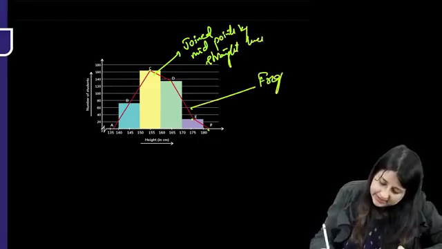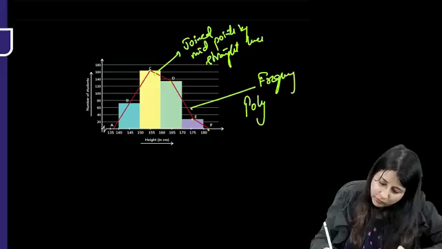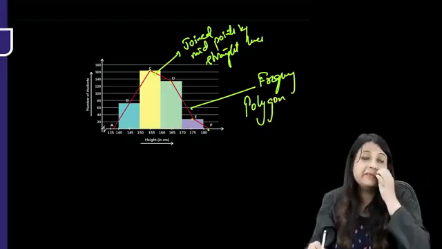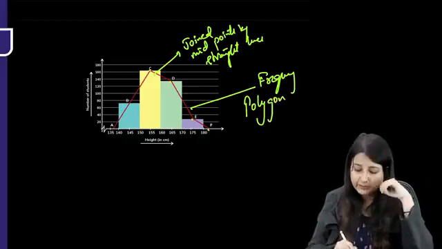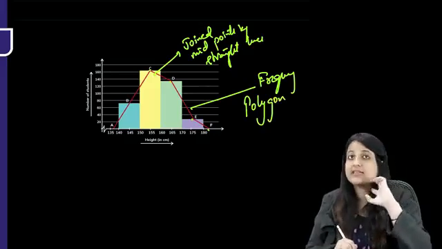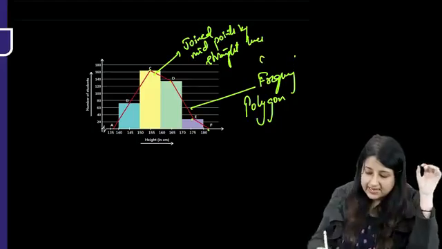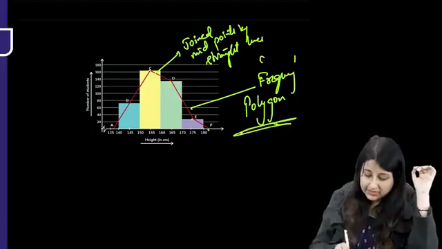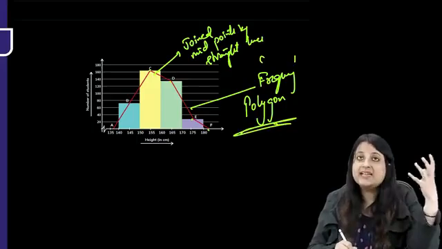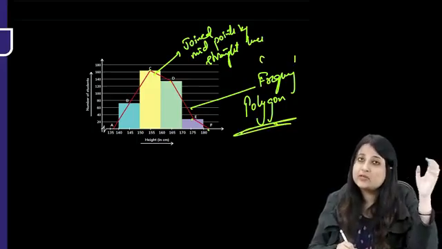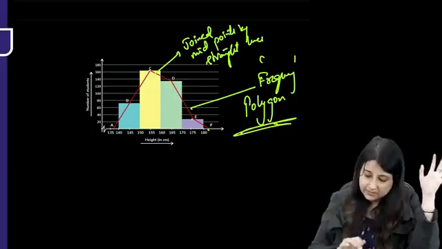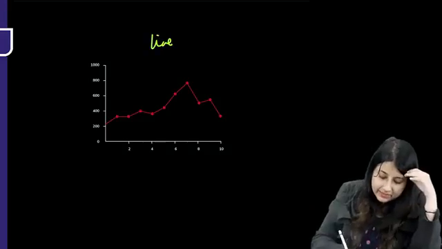So this is nothing but a frequency polygon, everybody. We have joined the midpoints by straight lines. When we join the midpoints by straight lines, it is called a frequency polygon. And when we have wide class intervals, the frequency polygon loses its angulature and becomes a curve. Okay, this is nothing but a line diagram.